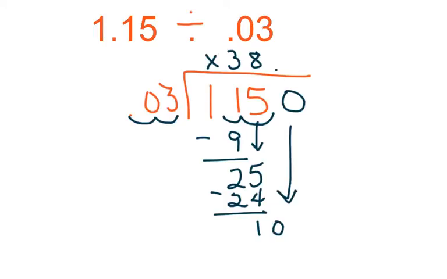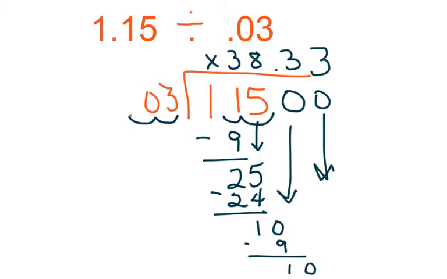So 3 now goes into 10 3 times. 3 times 3 is 9. Subtract, you get 1. Again, can't have a remainder. Add another 0, bring it down. It goes in there 3 times. 3 times 3 is 9. 10 take away 9 is 1.